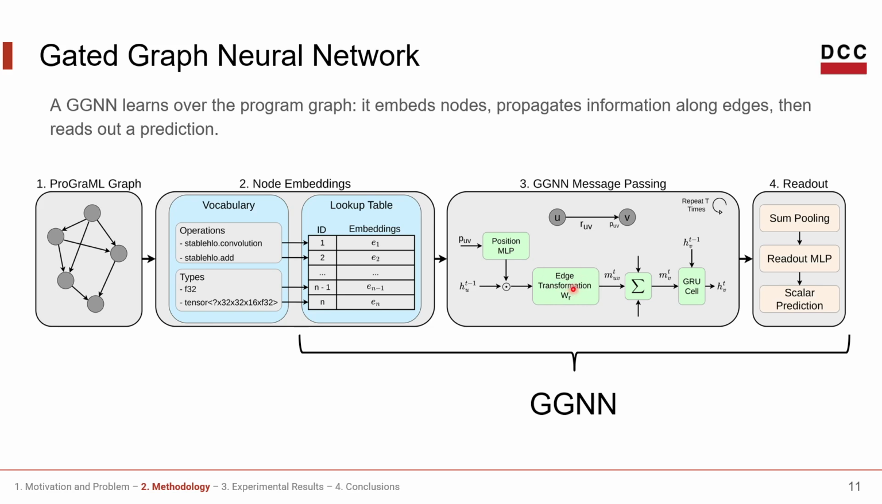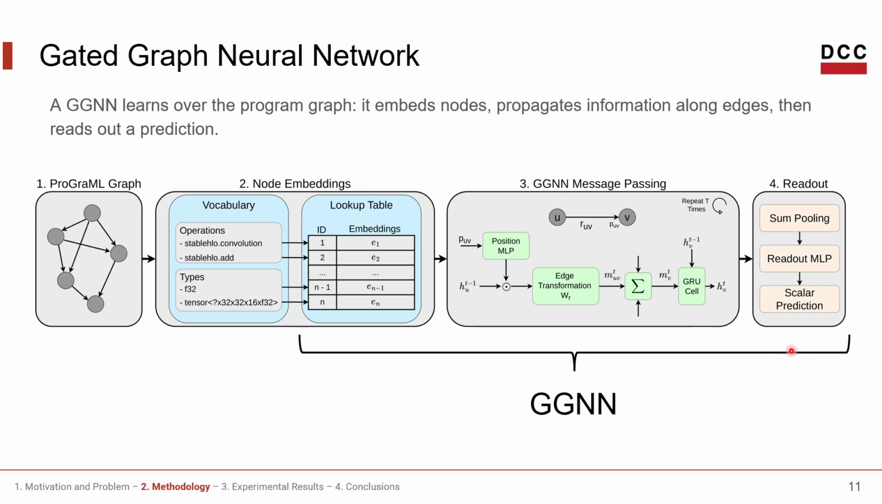Then there is the edge transformation, which basically helps the model understand the type of edge connecting two nodes. And then there's the GRU, which is the gated recurrent unit. And this one right here basically modulates how much of the current node state gets changed when new information comes in. So that's the message passing component.